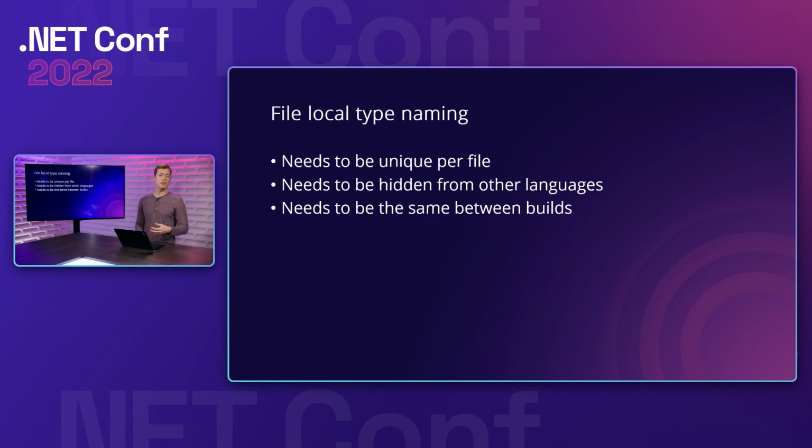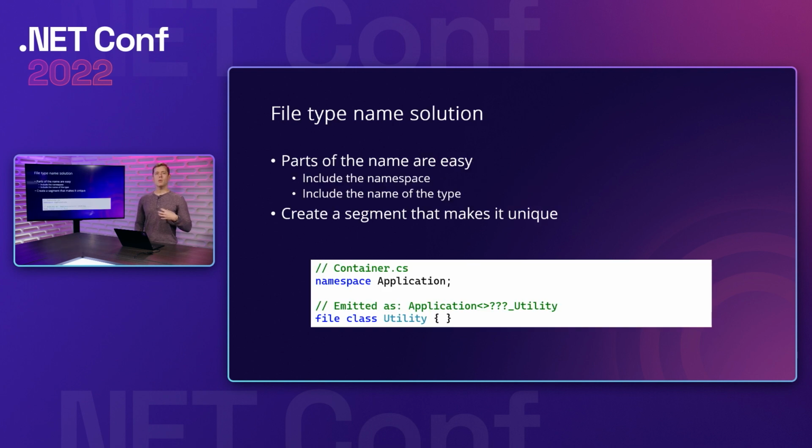But it does mean we can't do anything cute, like saying that the name is just Guid.NewGuid, which would meet the other two properties very easily. Now, when we think about a solution for what we are going to name these types, a couple of the parts of the name are very easy. We need to include the namespace the type is declared in, as well as the actual name of the type. But we need to create a segment that makes it unique to that file. That little part right here. We need to figure out what that is going to be.